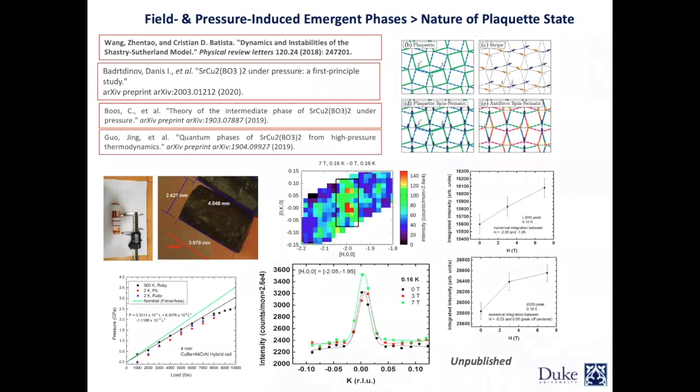Now, here I'm showing you the new data that we have from neutron experiments under high pressure, because in order to figure out what's going on, we need to be able to look at neutron experiments. This is a diffraction experiment, it's pretty new. We use a new type of pressure cell called the hybrid pressure cell. This can go up to 4 GPa. Well, we reached 4 GPa and it exploded. So below 4 GPa, that's what I can tell you.